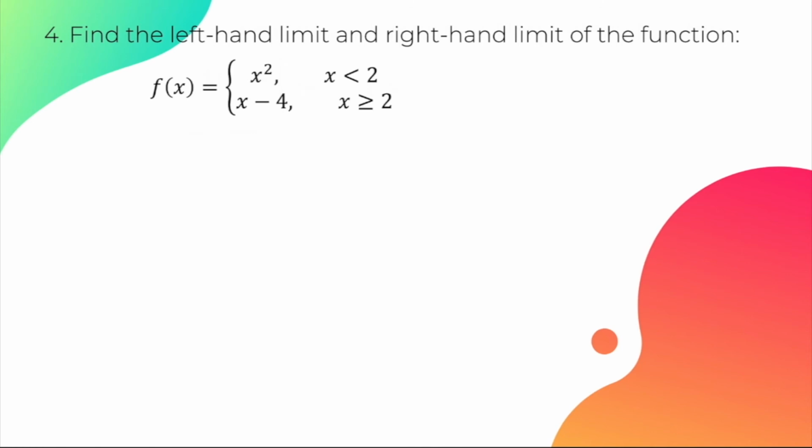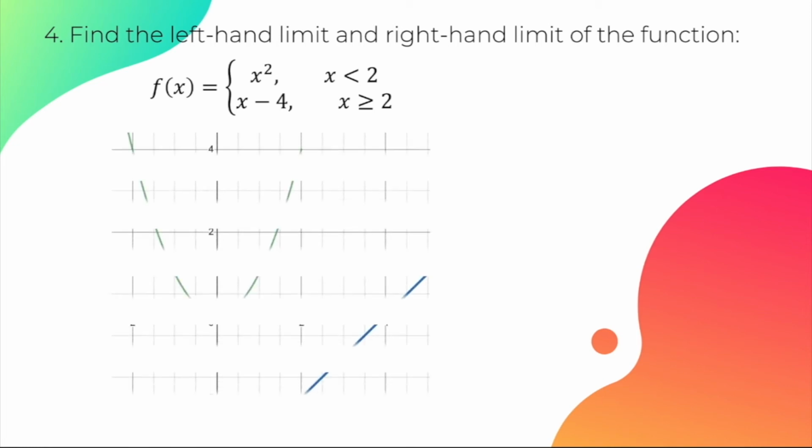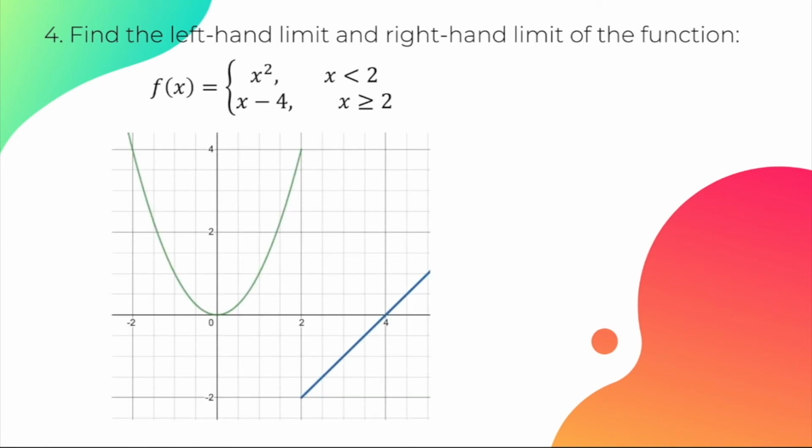Let's find the left-hand limit and right-hand limit of the function x squared if x is less than 2 and x minus 4 if x is greater than or equal to 2. Let's use Desmos application in graphing the given function. First, let's compute for the left-hand limit of the function. Analyzing the graph of the piecewise function, we can see that as x approaches 2 from the left, f of x, or the y value, gets closer to 4.